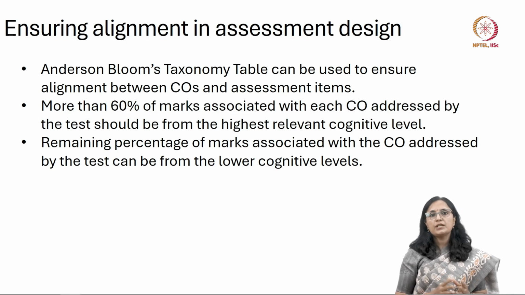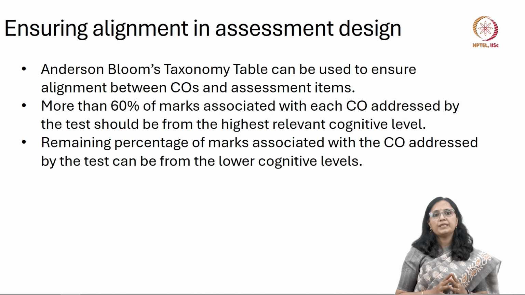Say a course outcome is pitched at application level, then 60% of the questions from the course outcome should come from the apply cognitive level, and another 40% can be allocated to lower cognitive levels of remember and understand, but the majority of the questions should be from the same cognitive level. The remaining percentage of marks associated with the course outcome can be given to the lower cognitive levels.